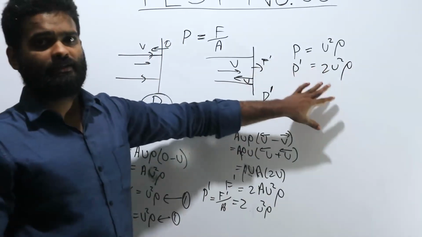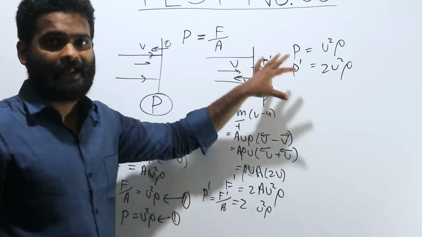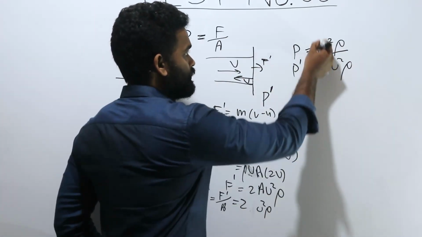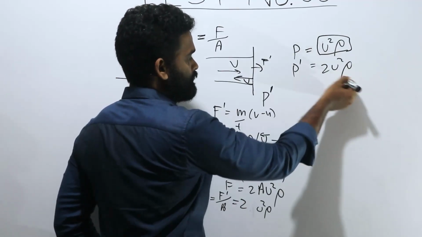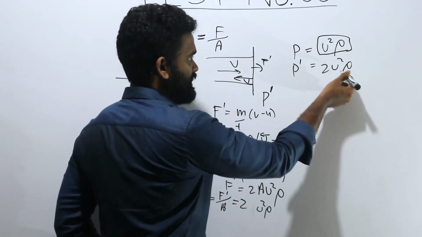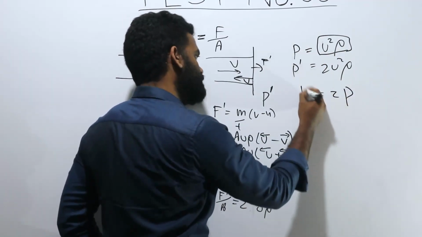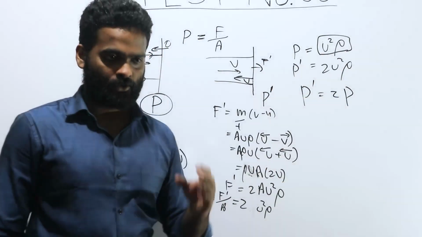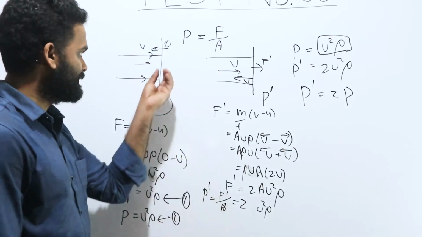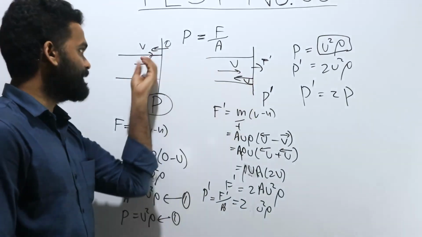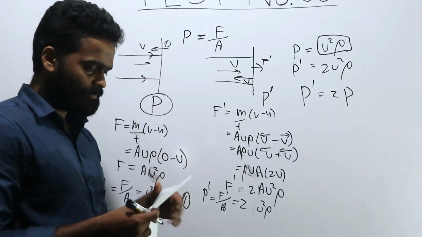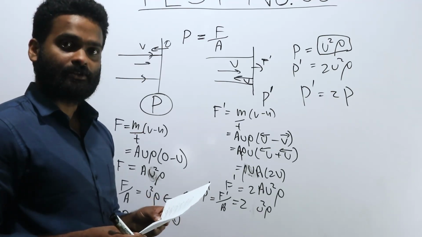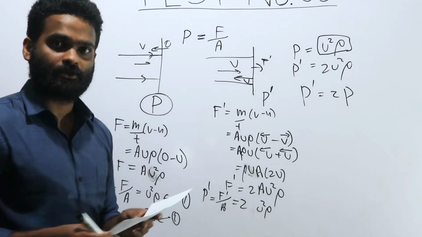So what we need to find is the pressure exerted in the second case on the wall. So this v square rho is equal to p. So instead of v square rho, I put p here. Then p dash is equal to 2p. Twice the pressure applied here is applied there. So the answer should be 2p. For the 13th question, it should be the second option.